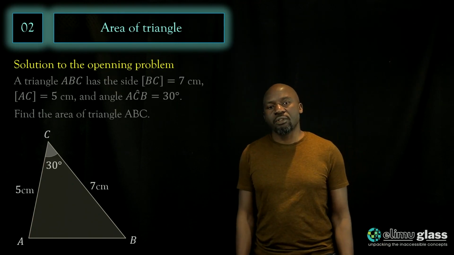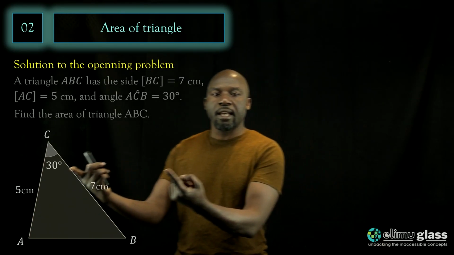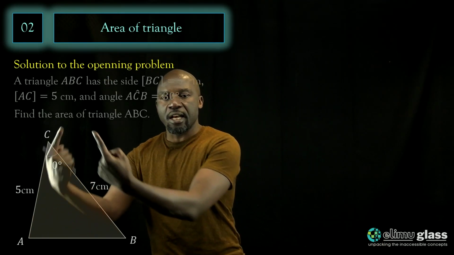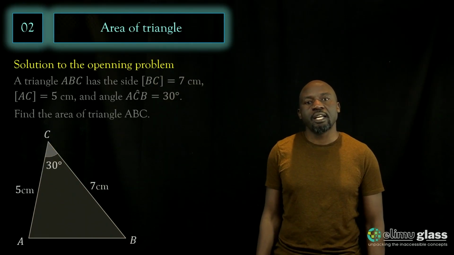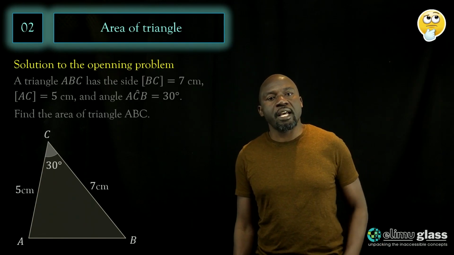But we don't need to see those letters. We just need to see the length of the sides given and the angle that they are forming, which is also given. That's enough to help us find the area of this triangle. So what's the area of the triangle?